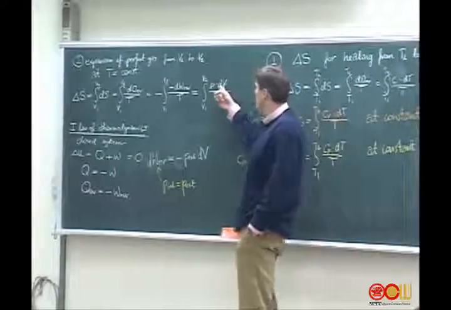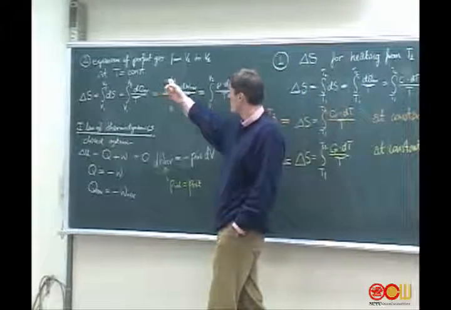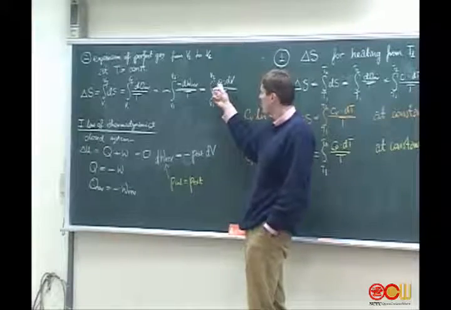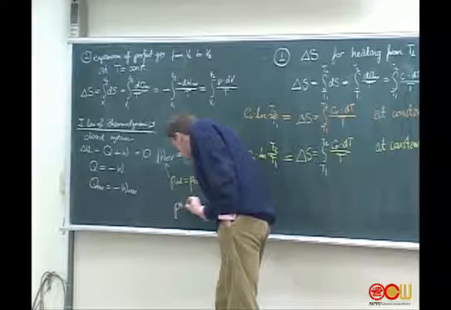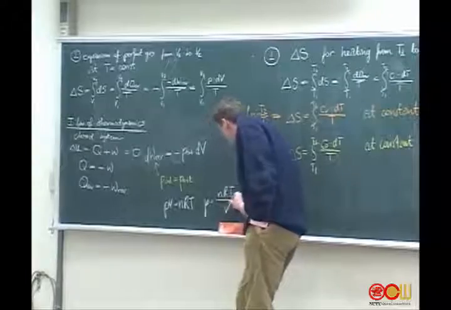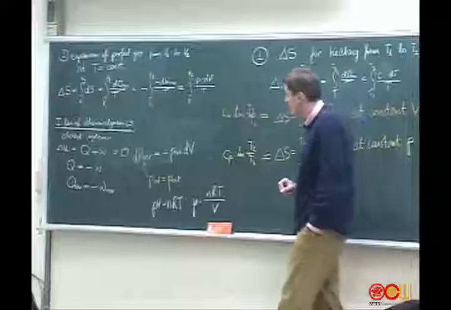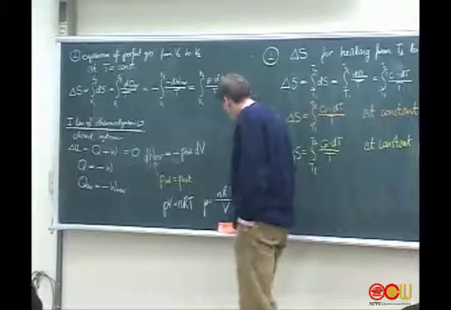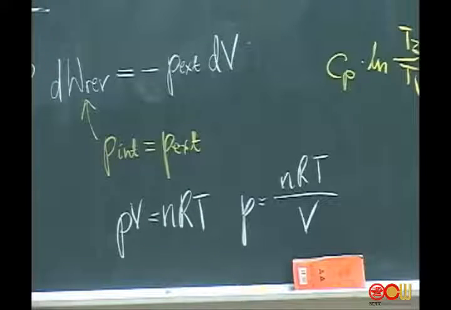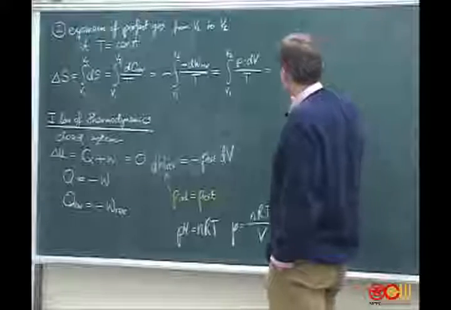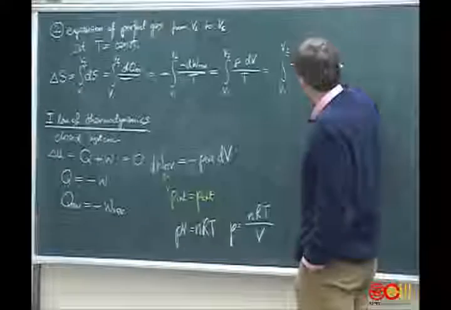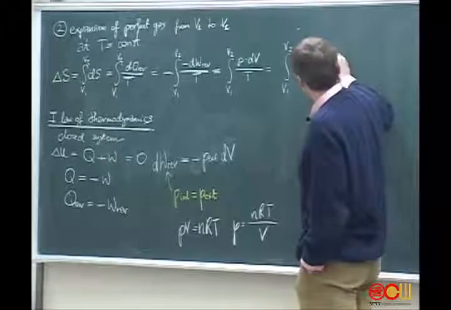Good. Now I'm going to integrate over volume. Temperature is constant, so I can take it out of the integral, but the pressure will change during the process. So I have to change the pressure inside into a volume. I know that PV equals nRT, so the pressure would be equal to nRT divided by V for ideal gas. I put it inside this equation, and what I find is the integral from V1 to V2 of, instead of pressure, nRT divided by volume, times dV over T.